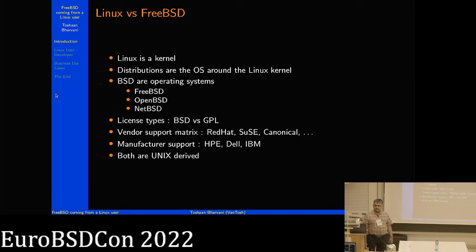So yeah, BSD is an actual operating system. So we have FreeBSD, OpenBSD, and NetBSD, which are the main ones, I think. And most of the other ones are derived from it. Now the other difference is the licensing type, which is obviously for BSD more BSD-minded, while the Linux ones are GPL or LGPL, depending on the libraries.